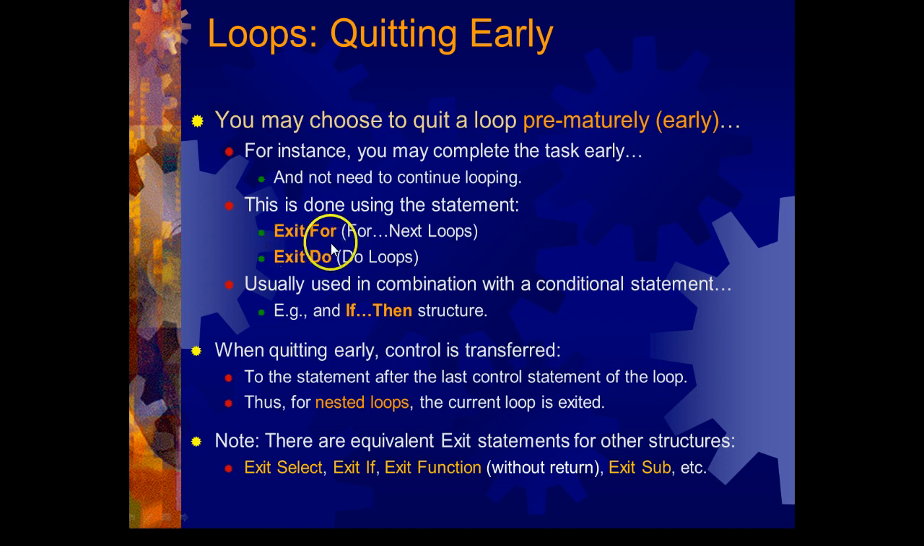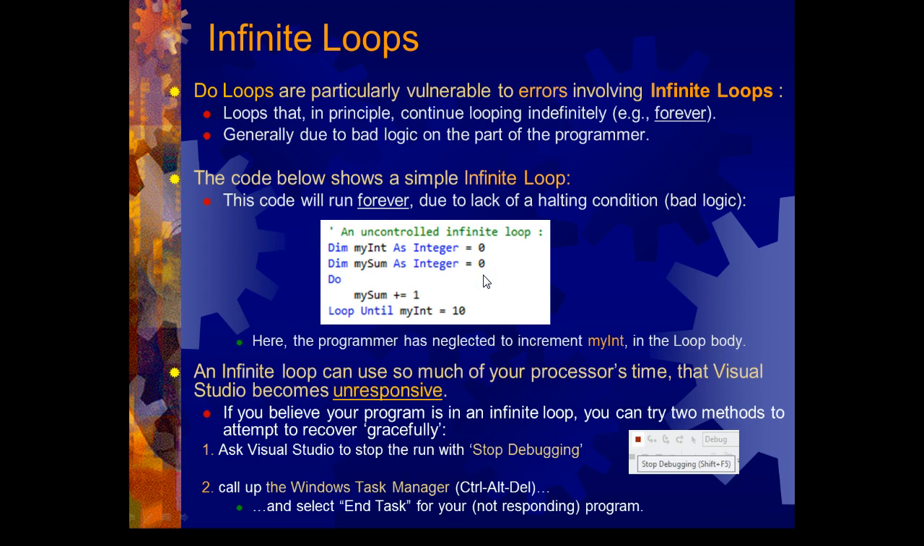You have the exit for keywords and the exit do, and usually you use them in conjunction with an if-then structure. So you say, if something, then exit for, if you're using a for loop. Or you say, if something, then exit do, if you're using a do loop. Okay, does that make sense? So there are ways to exit loops.